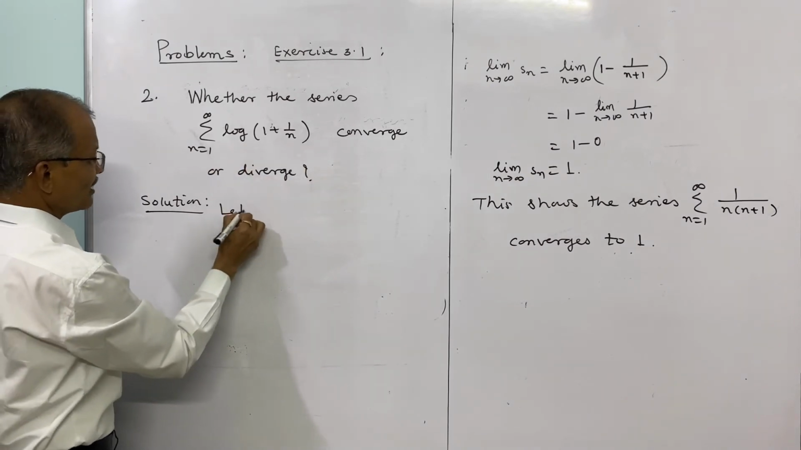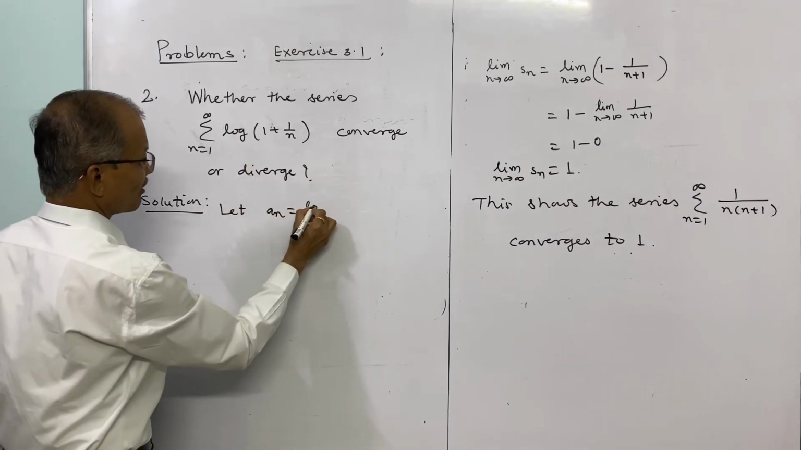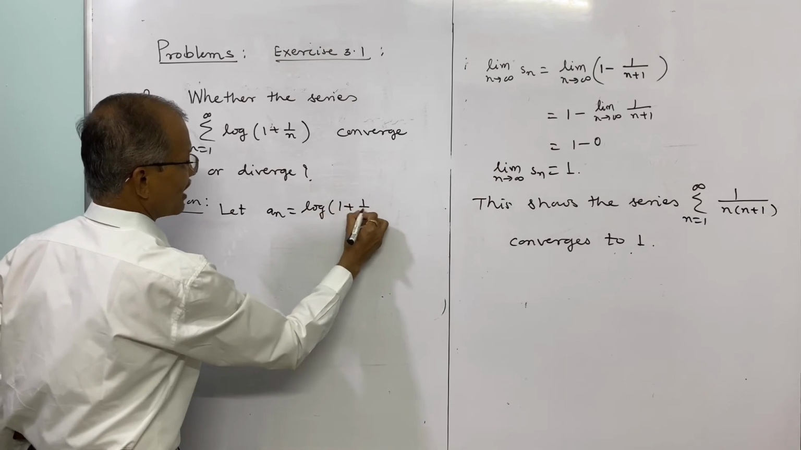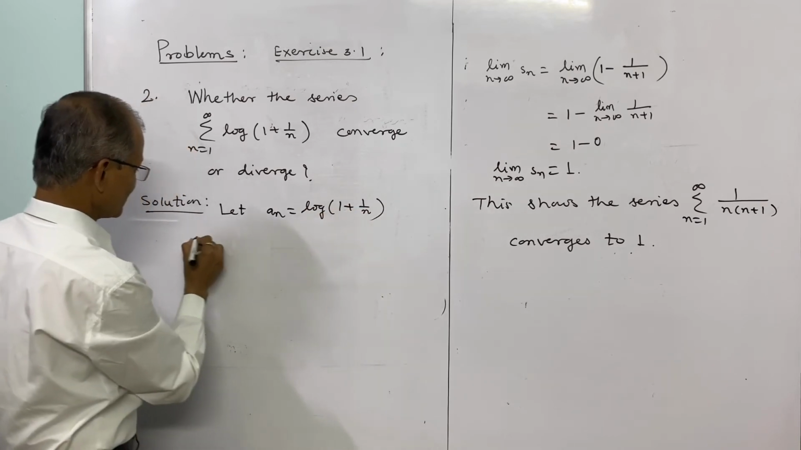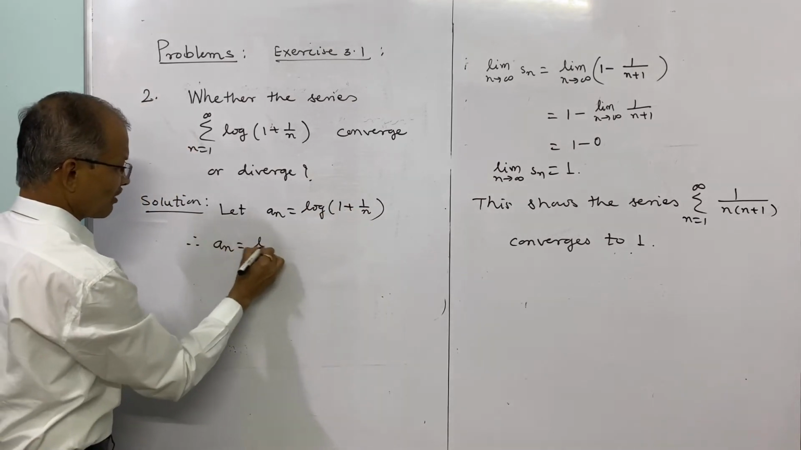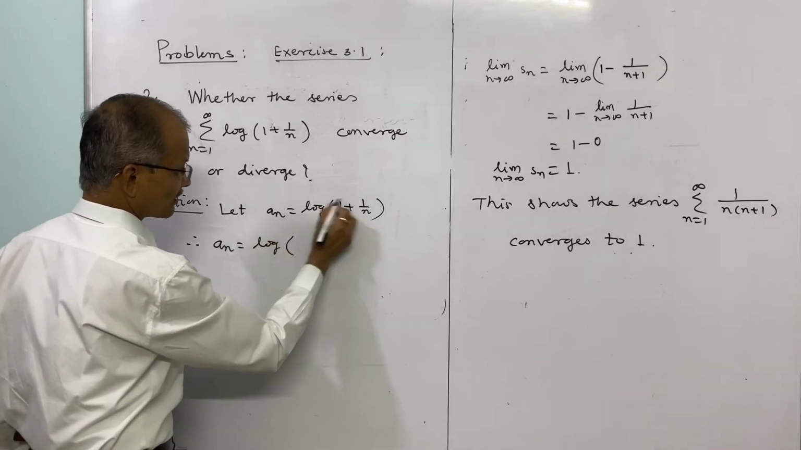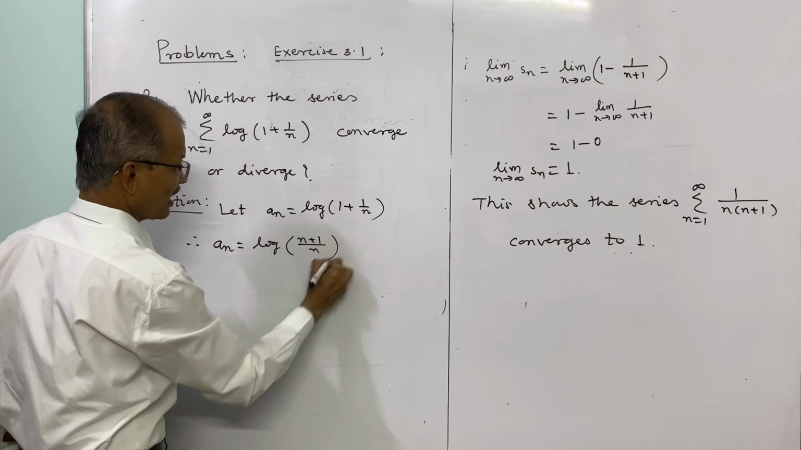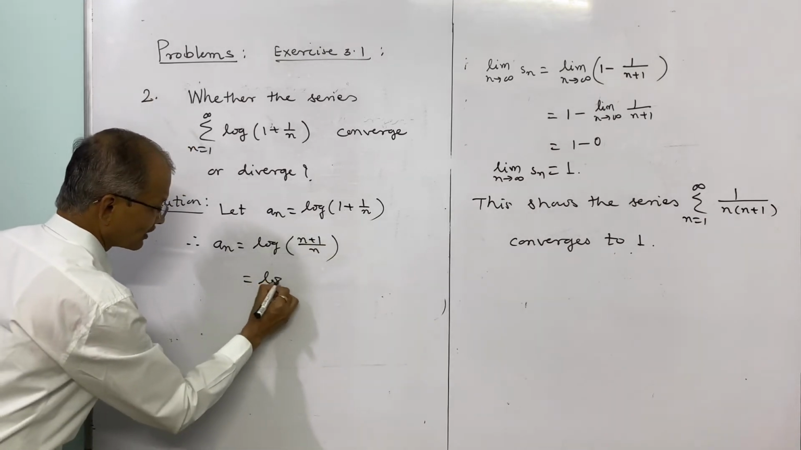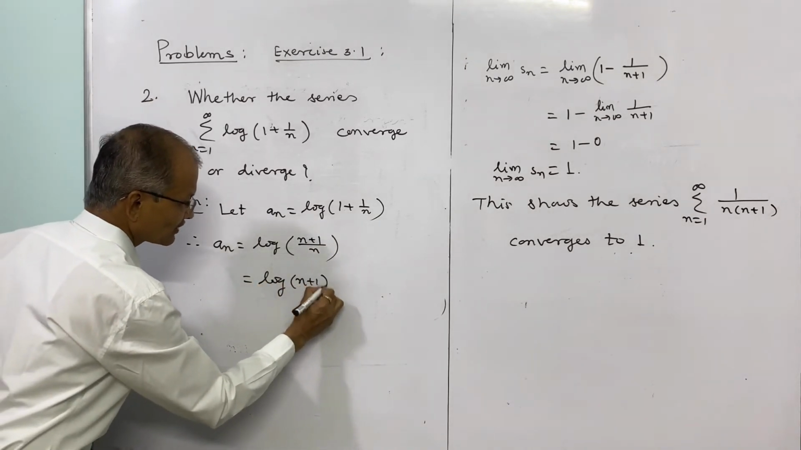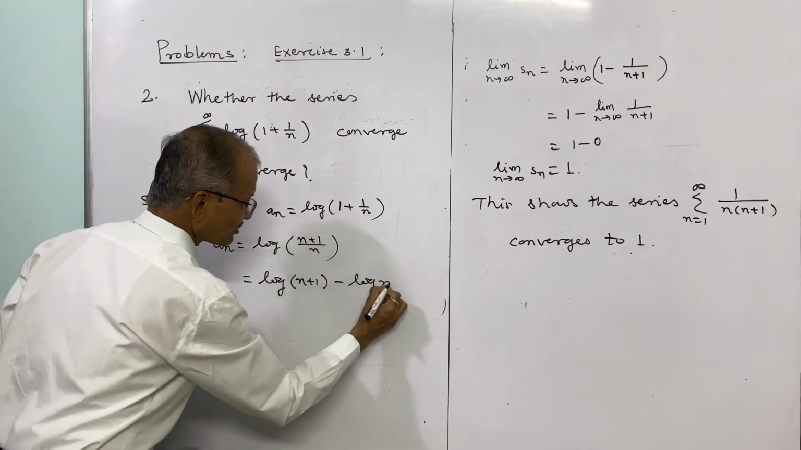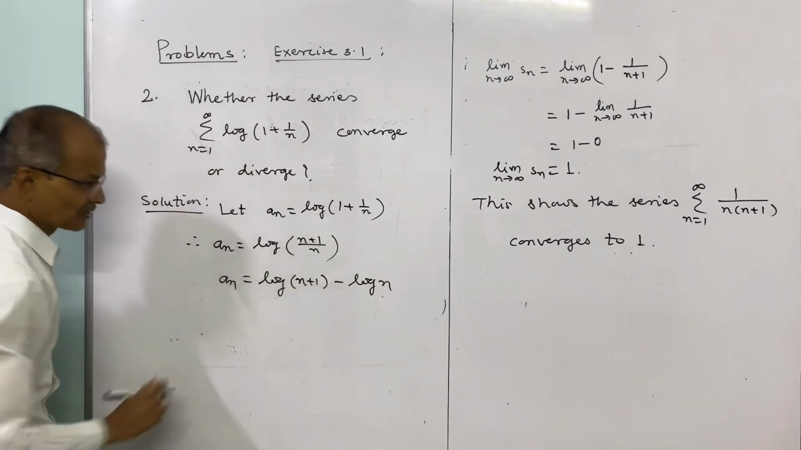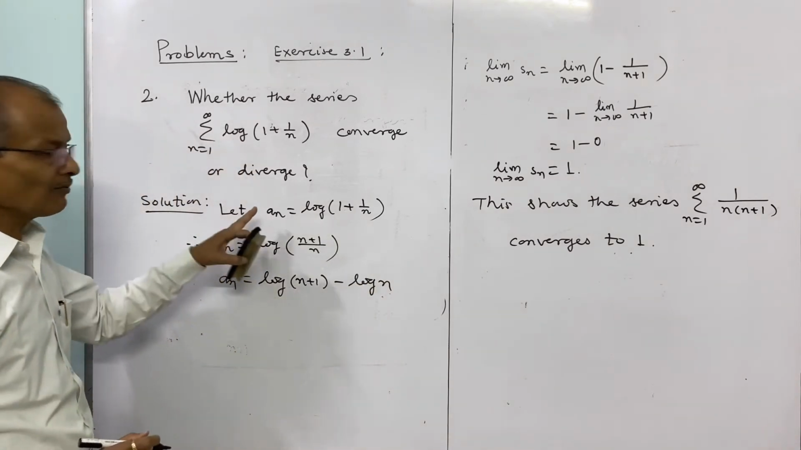Let An be log of 1 plus 1 by n, and we can simplify this. Therefore An is equal to log of, we add the terms, take the LCM as n, so it is (n plus 1) divided by n, and further we use the law of logarithm. So this is log of (n plus 1) minus log of n. So this is An, we have expressed it in this form.